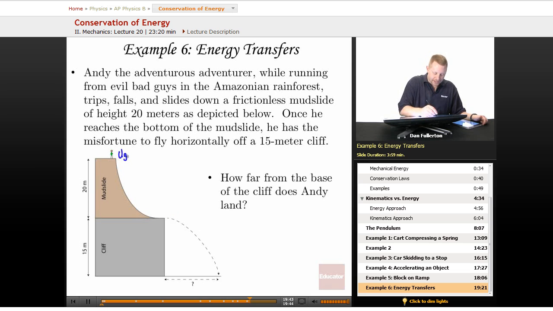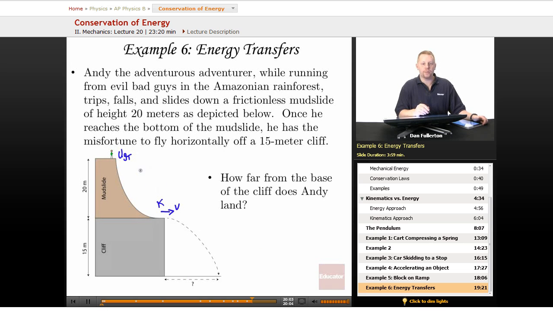So he has gravitational potential energy up here. As he slides down, all of that's going to be converted into kinetic energy, and he's going to be moving completely horizontally, so he'll have a velocity here corresponding to his kinetic energy. And at that point, he becomes a projectile. How far from the base of the cliff does Andy land?